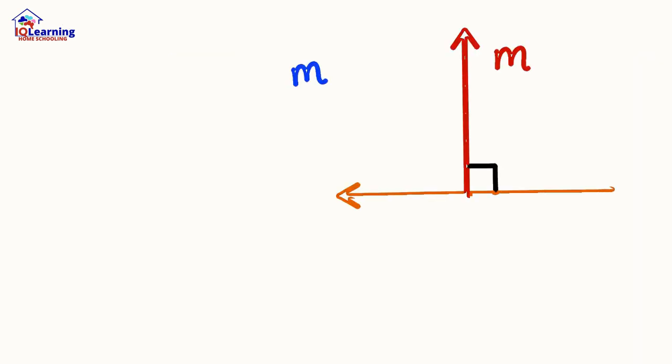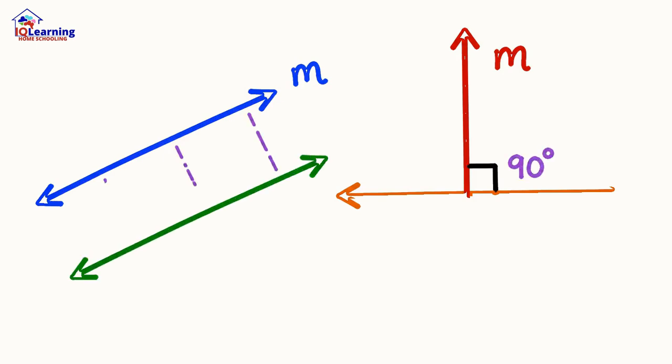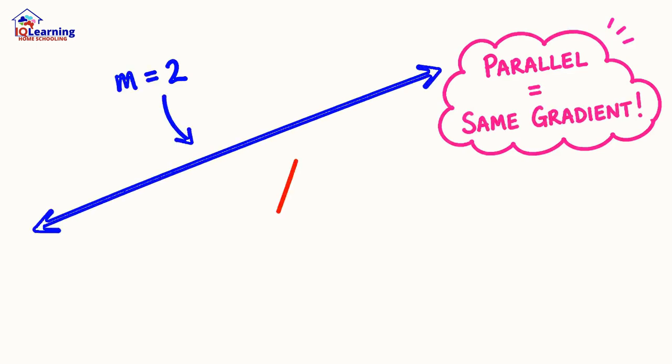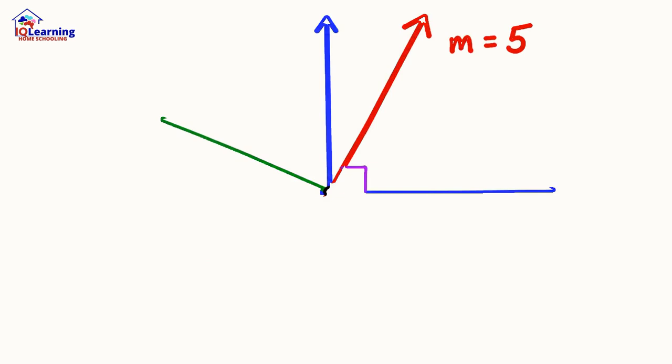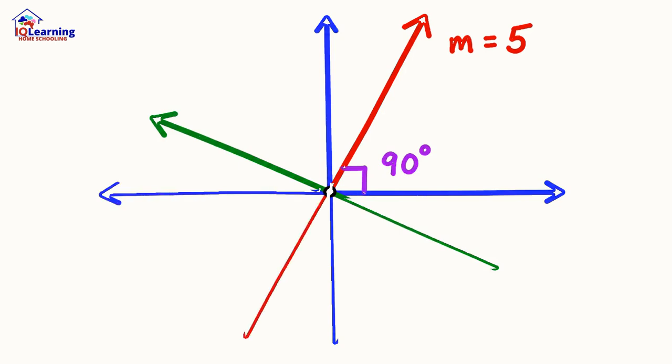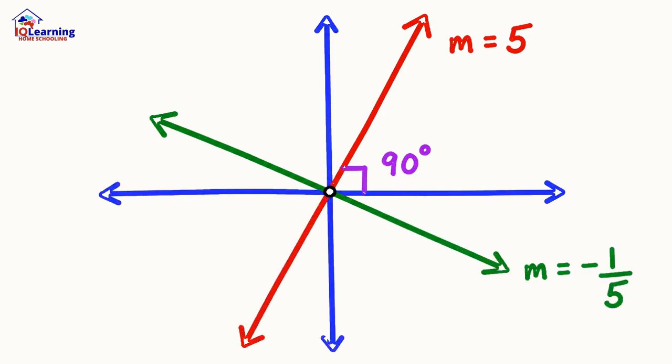Now, let's talk about how lines interact. The gradient controls everything. If two lines are parallel, they never meet, which means they must have the exact same gradient. It's that simple. If they are perpendicular, they intersect at a perfect 90-degree angle. Here, the rule is just as elegant. Their gradients are negative reciprocals. If one line has a slope of 5, the perpendicular one has a slope of -1/5.